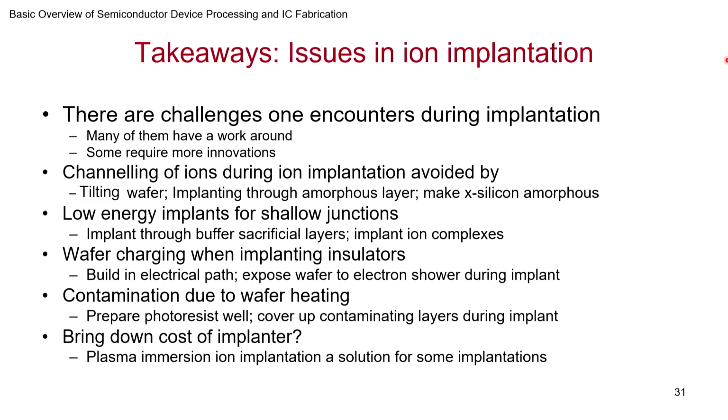And also you can make sure that you have electrons being put in during the off time of the implantation. Contamination is an issue that can come up, especially when you are using some things that are put on the wafer like photoresist. You have to make sure they don't outgas. You have to do whatever is needed to prevent it. If you can, cover up the thing which is going to outgas with some other layer which will not contaminate. And also finally, leaving you with an idea of the cost of the implanter, plasma immersion implantation is a solution.